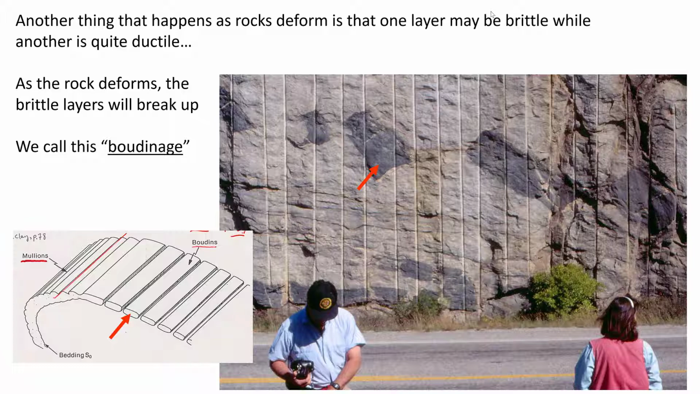Another thing that happens as rocks deform is that one layer of rock may be brittle, where another is quite ductile. And that has to do with the material properties of the rock themselves. As the rock deforms, the brittle layers will break up, and we call this a boudinage. The illustration on the bottom left shows what boudins would look like along the limb of a fold, where you may have what's called mullions toward the hinge of the fold. An example of boudinage or boudins is shown in the photograph on the right.